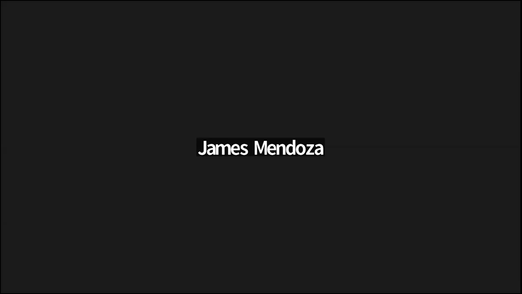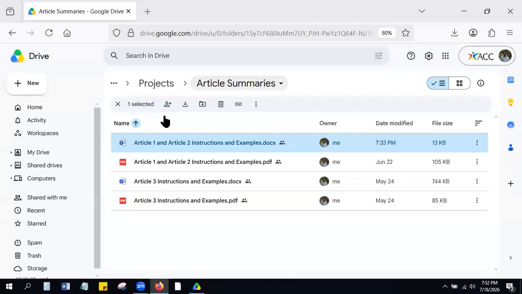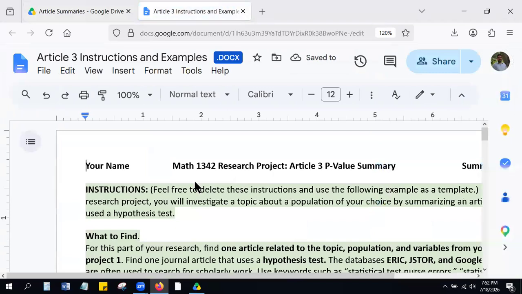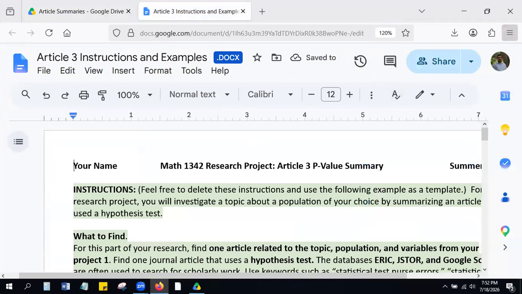Alrighty, let me show you what you will be doing for your Article 3. I've got the instructions and an example right here for Article 3. Let me go ahead and open this up. Now, for Article 3, it's going to be very similar.